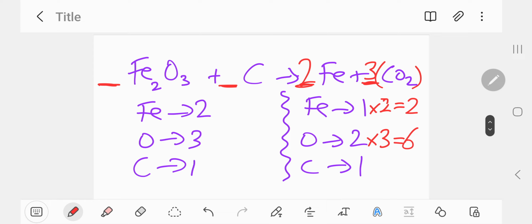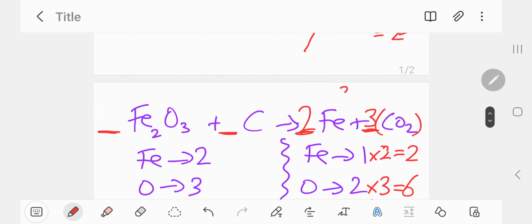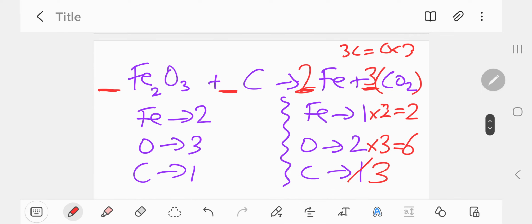So far, so good. And now, this also changes the amount of carbon. So there's now 3 carbons, because 3C. I should mention 3C is the same thing as 3 times C. There's 3 carbons here. So the left-hand side, turn this into a 3, times it by 3, put a 3 at the front. And the oxygen here, times it by 2 to get 6. So we'll put a 2 at the front, and that's now balanced.